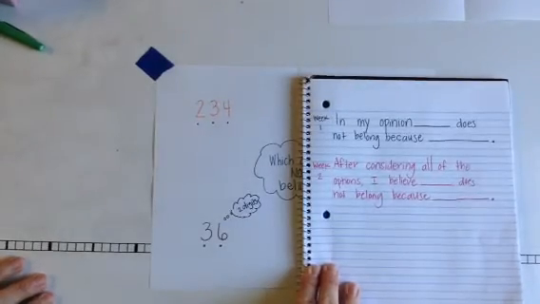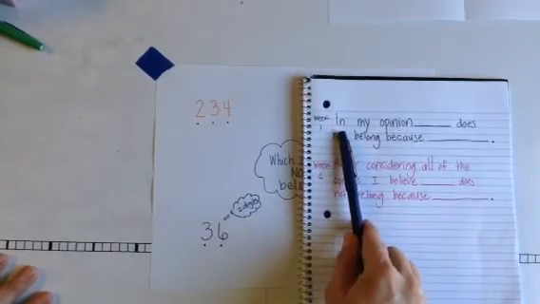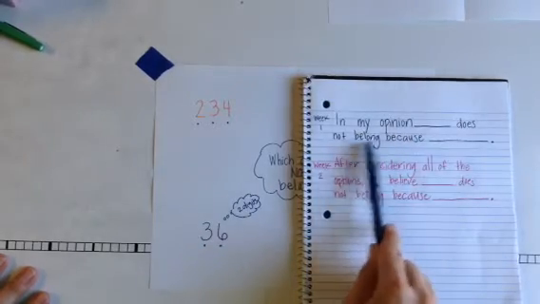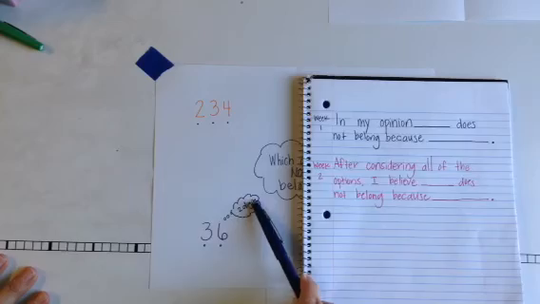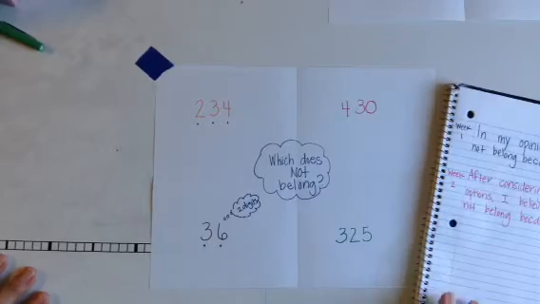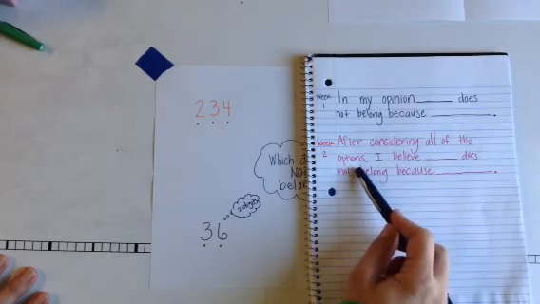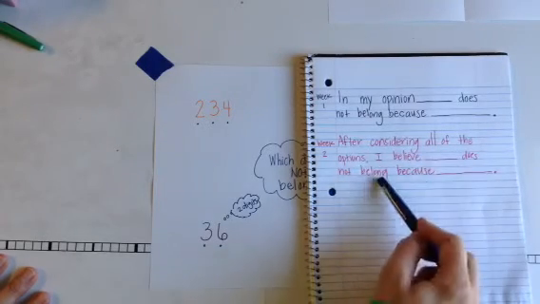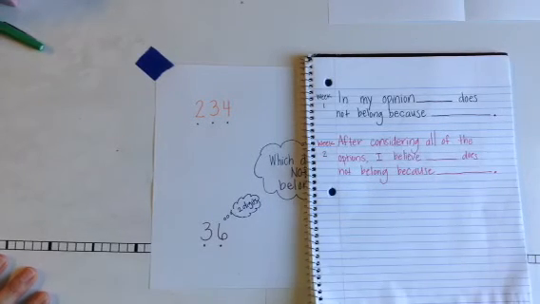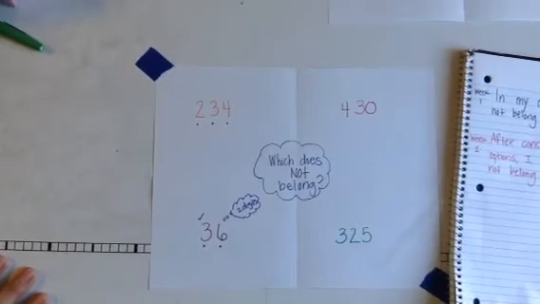I'm going to model both for this one, and then moving forward, I'll go back and forth between the 2 sentence frames. Starting with week 1, and you can read this aloud with me if you like. In my opinion, 36 does not belong because it has 2 digits, while all of the other numbers have 3 digits. Let me try sentence frame number 2. After considering all of the options, I believe 36 does not belong because it's only composed of 2 digits rather than 3. So this one, I've already thought of one reason why it doesn't belong.